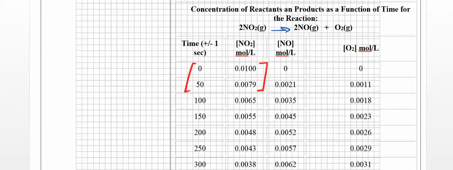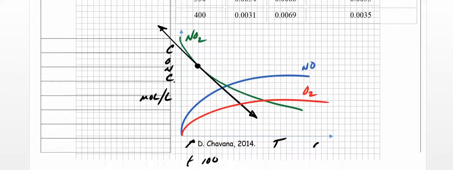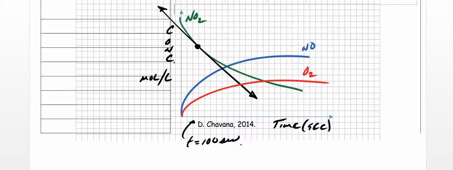In other words, NO2 is exiting, its amount is getting less and less, and NO and O2 are increasing as that is happening. So let's take a look at what that might look like in a graphical form. You can find this in your book. It's much more accurate than mine is here. I just have a simple drawing here.